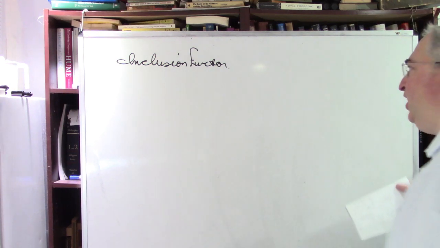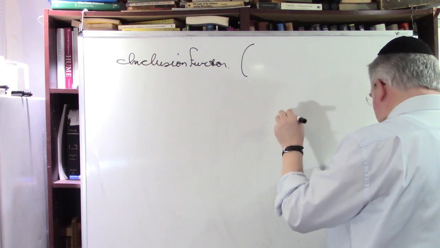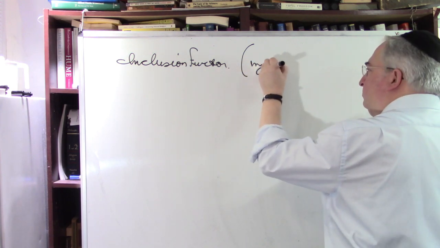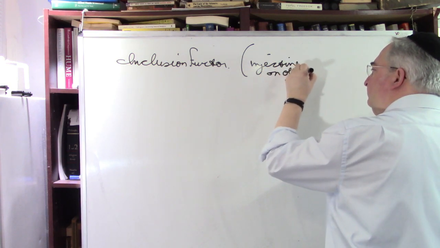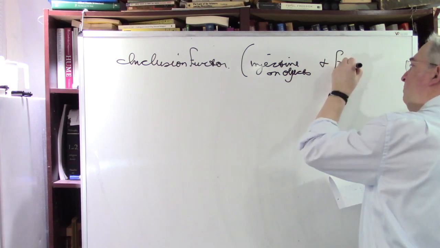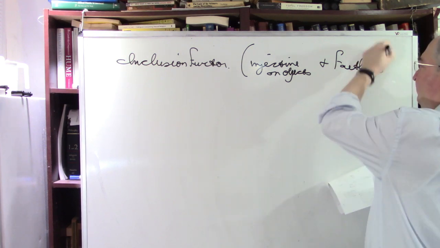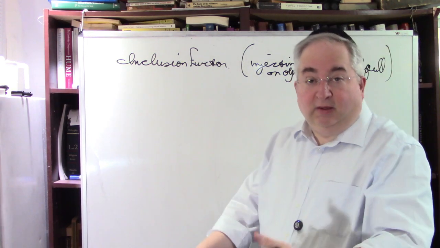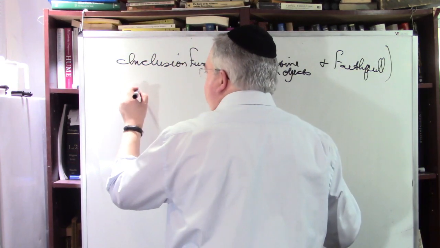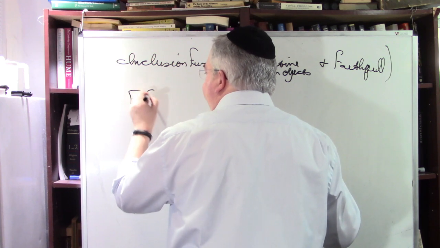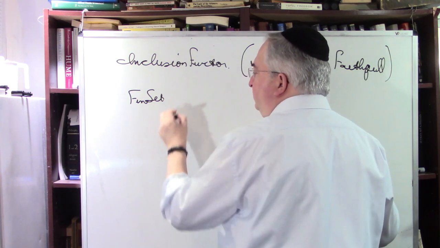Okay, and usually these inclusion functors are injective on objects and faithful. They're literally subsets or sub-collections. So the simplest example is finite sets, where the objects are finite sets and the morphisms are functions between such finite sets.